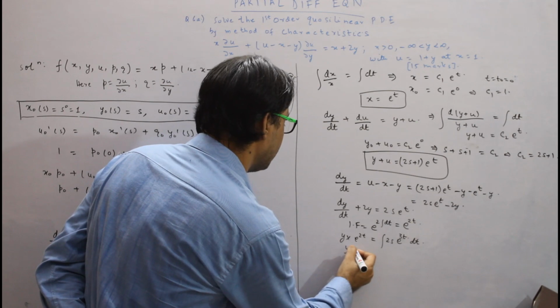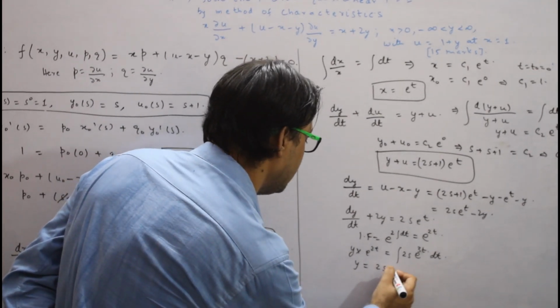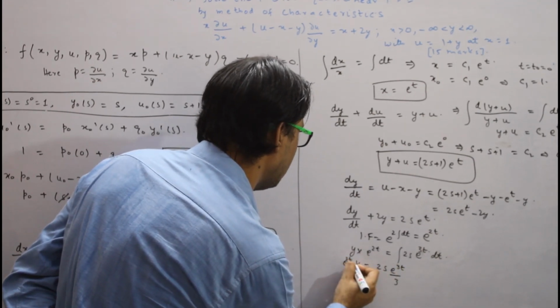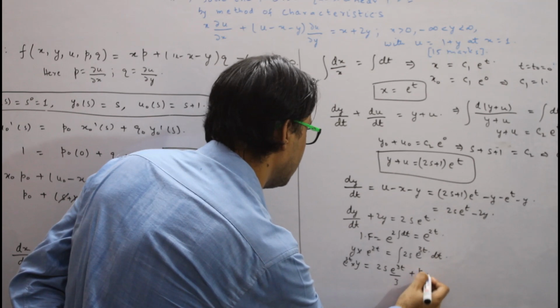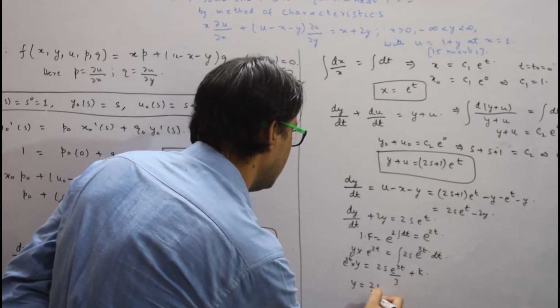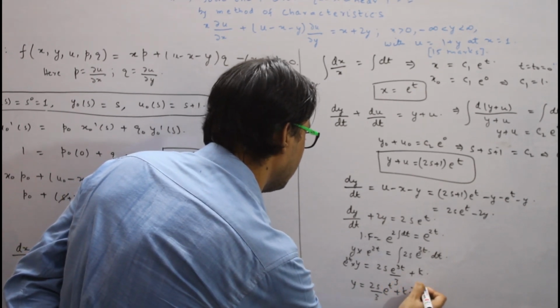So I can write my y is equal to 2s, and I will integrate it over here, divided by 3, and here we can write e to the power 3t plus a constant. So I get y is equal to 2s by 3 e to the power t plus k e to the power minus 2t.